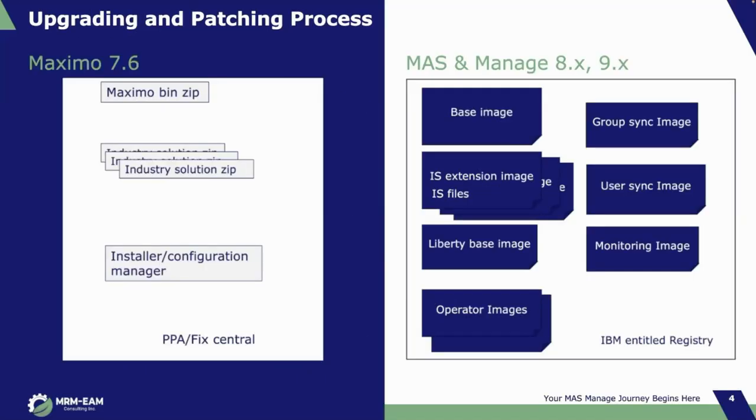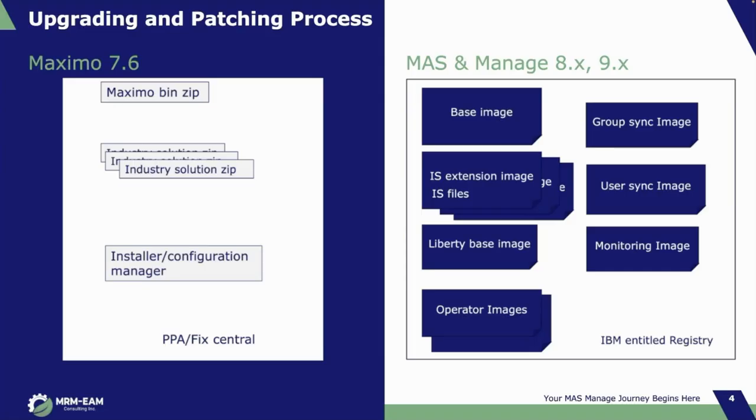When we talk about the upgrading and patching process, we look at our Maximo 7.6, 7.6.1 patching process. It was almost a little bit of a science how you did it. If you were just core Maximo, it was pretty simple and straightforward. But once you had an industry solution or an add-on, it got a little bit more complex. You had to worry about versions. You had to worry about prerequisites and making sure you got them in the right order.